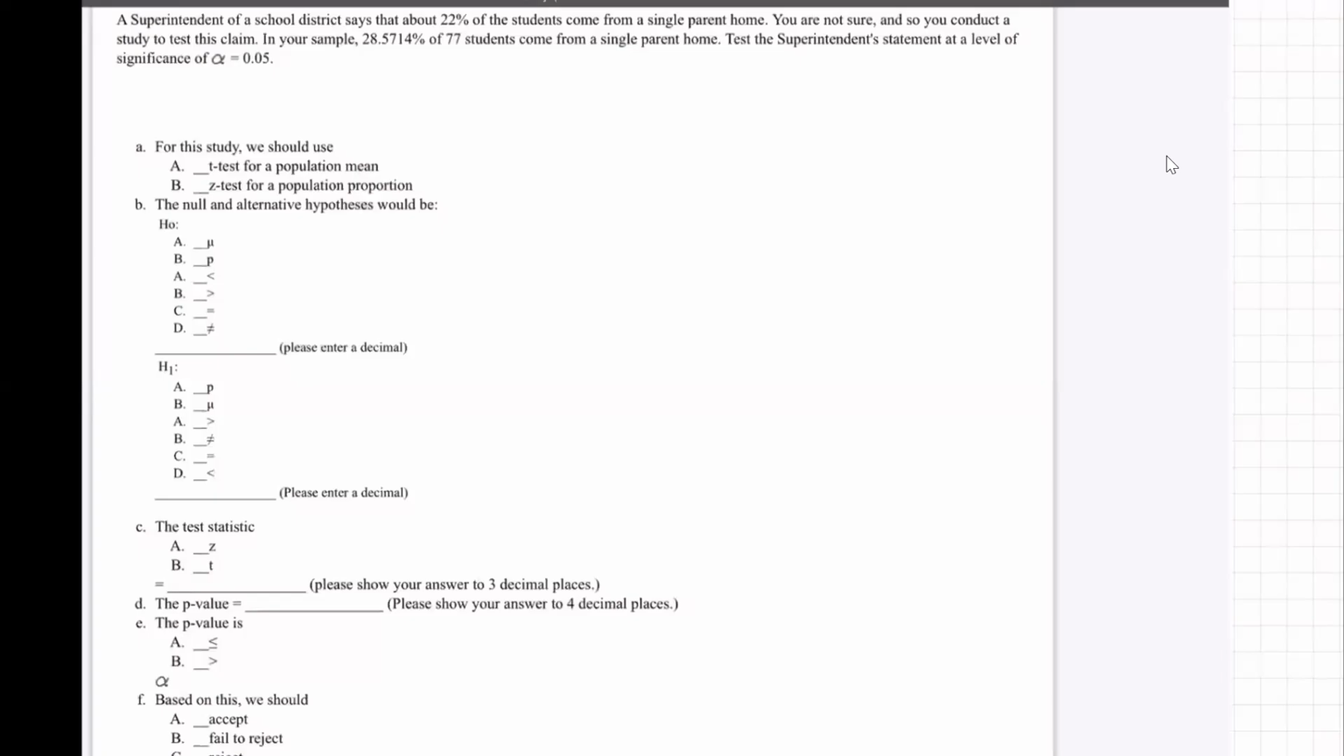This question says, a superintendent of a school district says that about 22% of the students come from a single parent home. He's making a claim. You're not sure, so you conduct a study to test this claim. In your sample, so you sampled some students, 28.5714% of the 77 students come from a single parent home. Test the superintendent's claim statement at a level of significance of alpha 0.05.